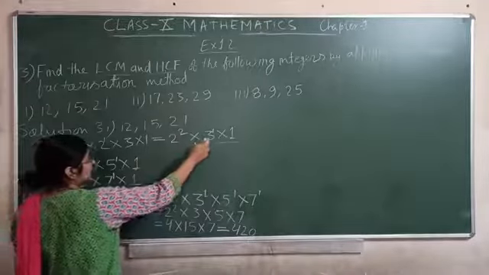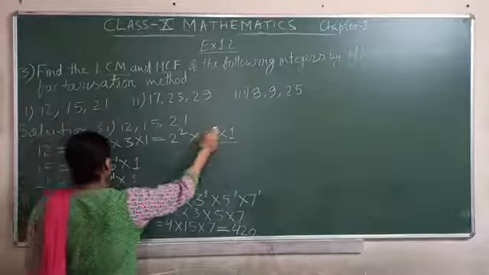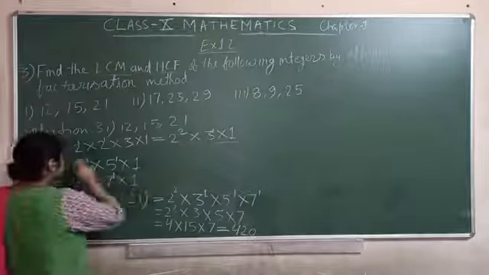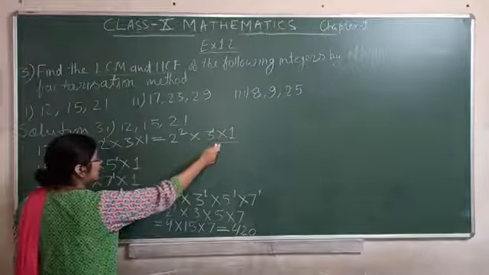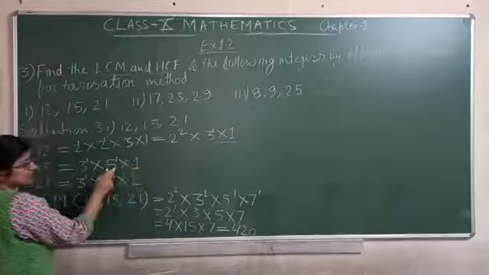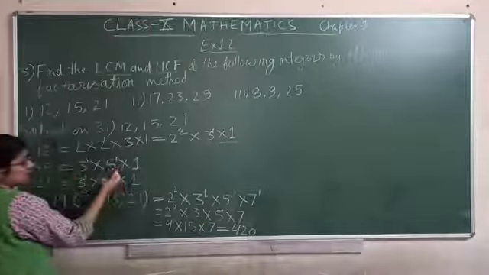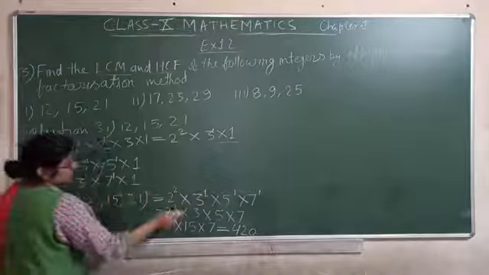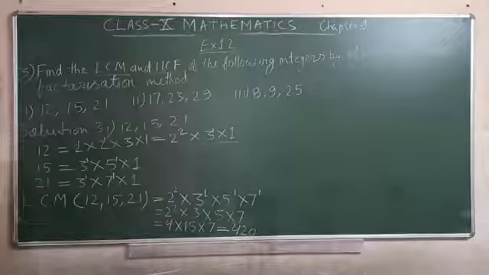After that we will take the next factor, that is 3. 3 raised to the power 1, 3 raised to the power 1, 3 raised to the power 1. 3 is common here, so we will write it only one time. After that we look at the next prime factor, that is 5. Its power is also 1, and you have no other factor of 5, so that is the largest. And after that 7. Then we multiply all these, so your answer will be 420.